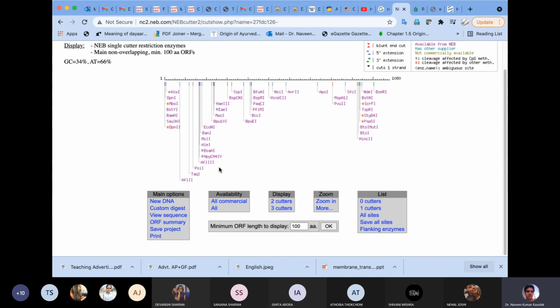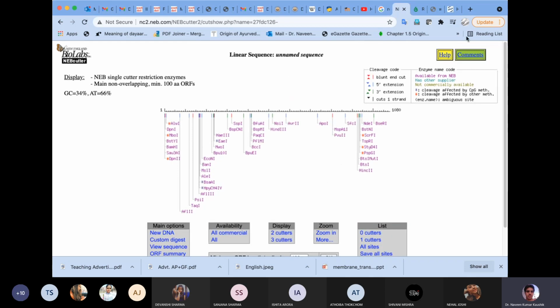Okay, so no two sites for any enzyme is there. But you can find here anyone having more than two sites. So this is the way to check.